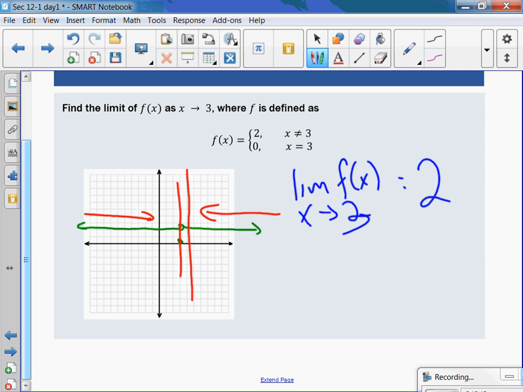But the limit and what the value equals at that point are not always the same things. So in this case, my limit as x approaches 3 is equal to 2. However, my f of 3 is equal to 0. But my limit is just equal to 2. Yes?